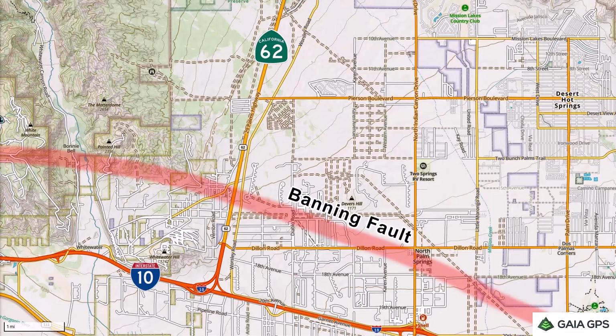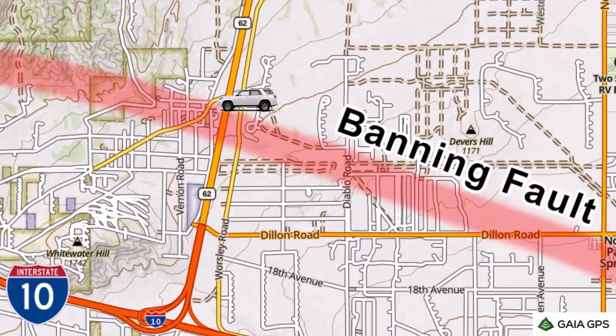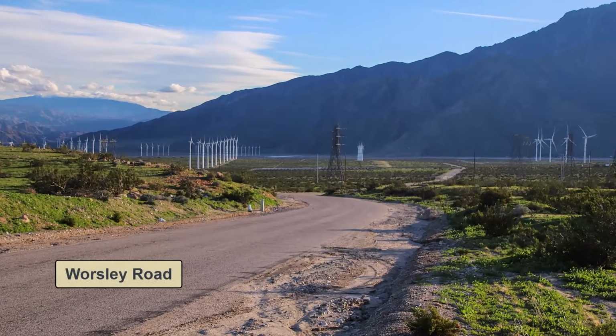All right, now to the next stop. From that traffic signal, head south on Highway 62 and navigate to Painted Hills Road and Worsley Road. Head south on Worsley Road, a short distance to a small downhill portion. This is the road crossing the Banning Fault.